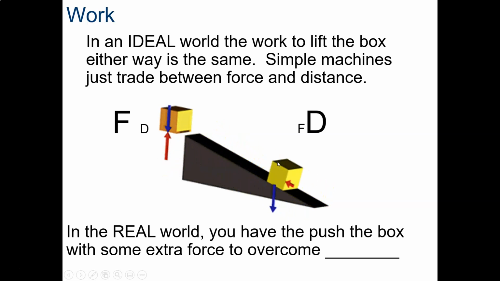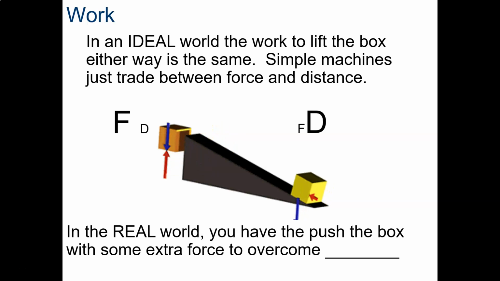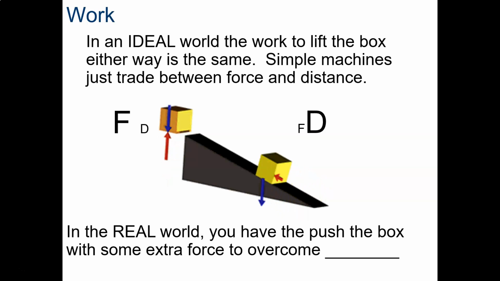Now, in the real world, we're going to lose some of our effectiveness because we're going to have to overcome a force that is going to be a problem for us pushing it up the ramp, especially if we don't have wheels. It is going to be friction. So friction is going to make us do a little extra work pushing it up the ramp in the real world.